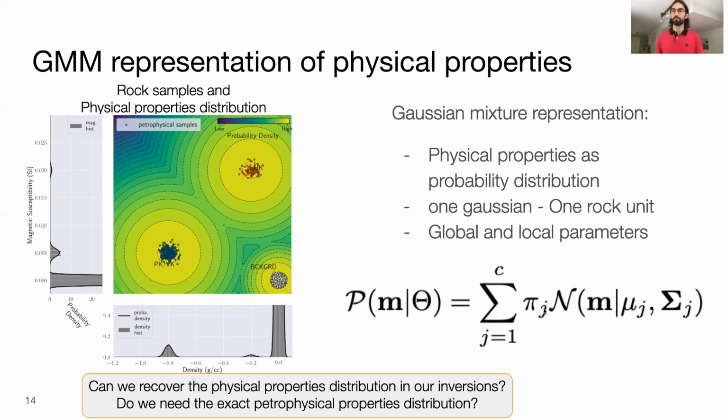So it's just a sum of the different Gaussians, and that's going to be my representation for the physical property information of the model. So for example, here for the TKC example, that's what I will get with a background unit, an HK unit, and a VK unit. Each Gaussian distribution is centered on the mean physical properties of each unit, with some variation around that mean.